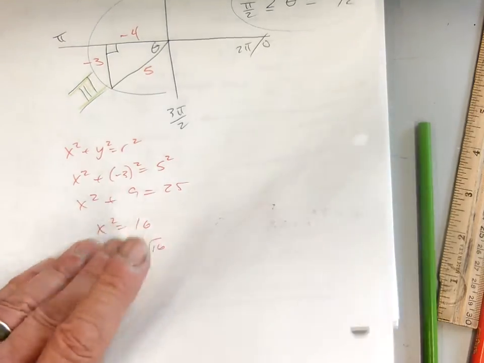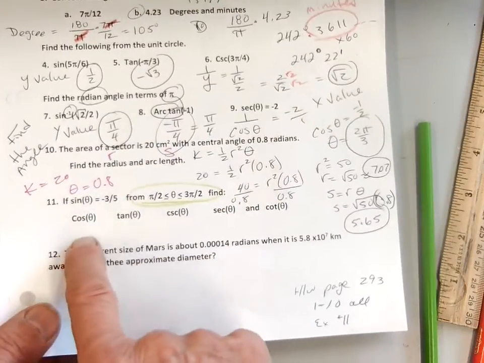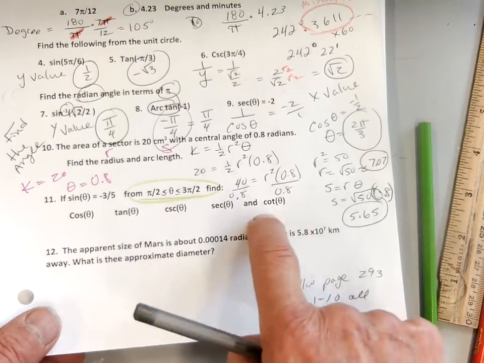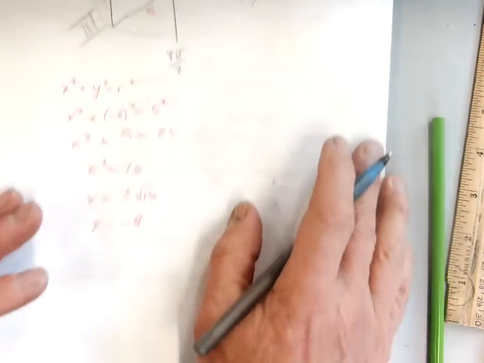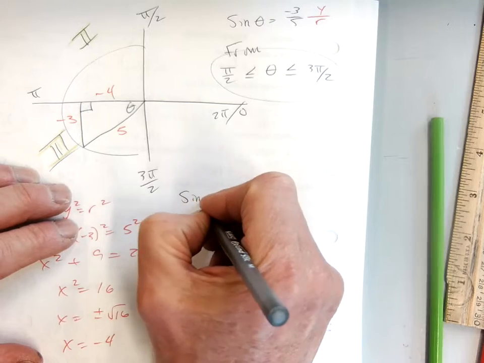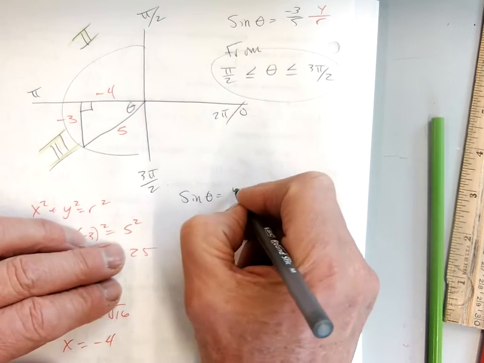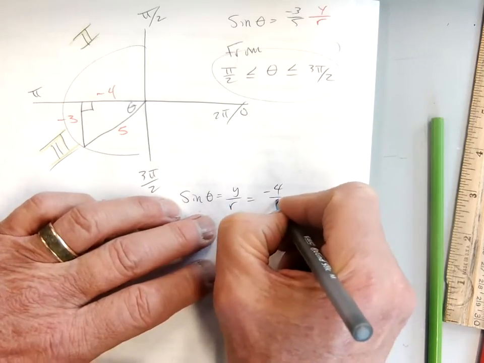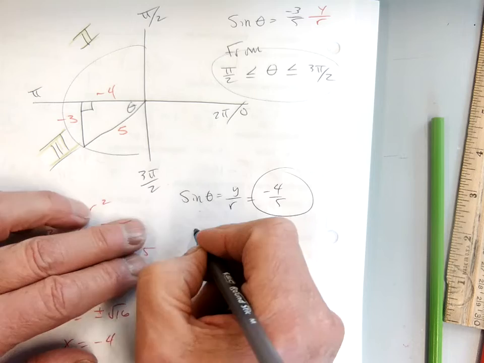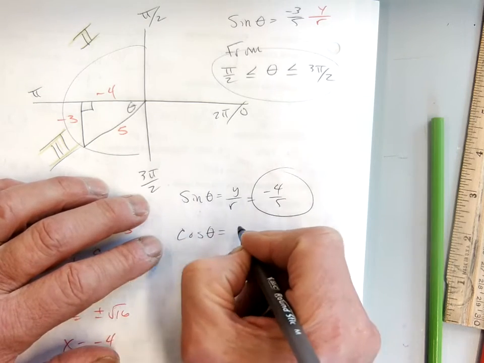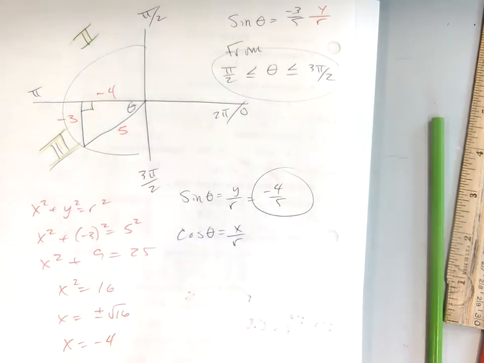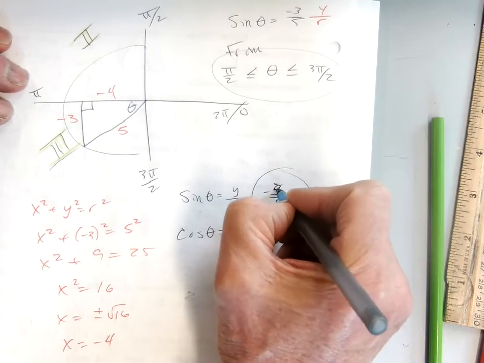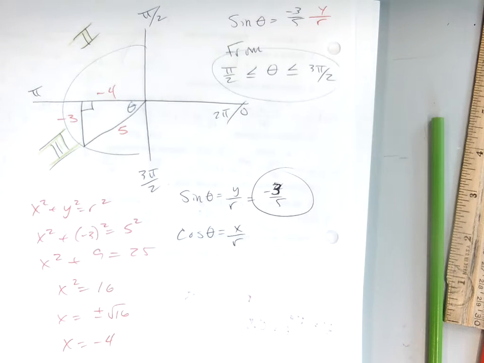Let's answer these questions. We need cosine, tangent, we need the ratios, right? I know that sine of an angle is the y over the r. I already know sine. Sine is -3/5, right? Cosine of theta is x over the r. Wait, isn't the sine negative? Yes. My brain was ahead of me. Thanks, Ellie. Yeah, -3 over 5, right?